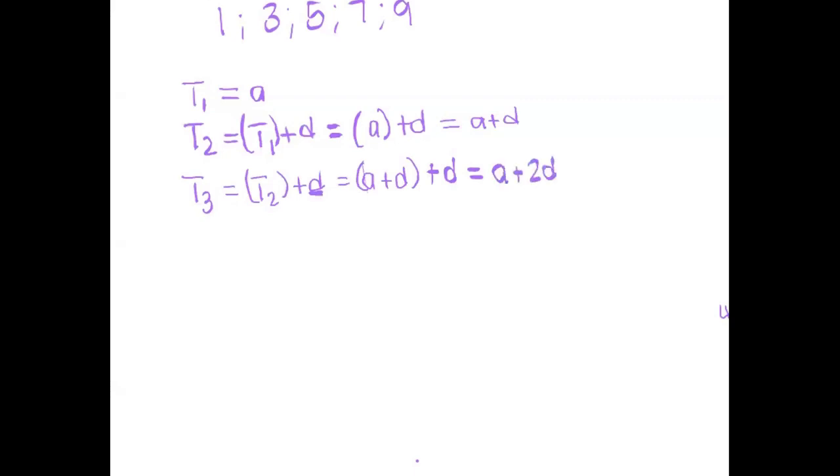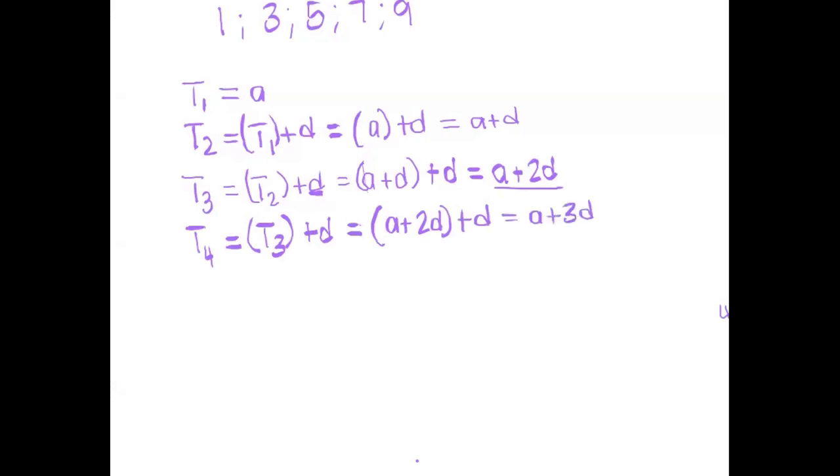Okay. And then T4 is equal to T3 plus D. And then that will equal, again, this is what we're using, A plus 2D plus D. And that will give us A plus 3D. Okay. And then, now, do we understand this now? At this point, do we understand? I'm not sure if I'm going to see your reactions, but yes, D is the difference.